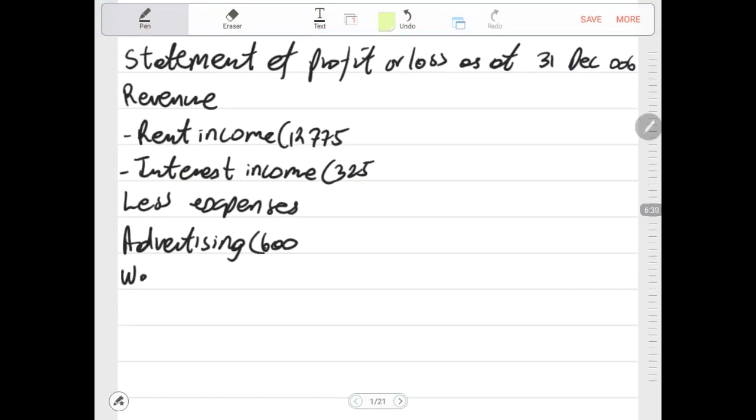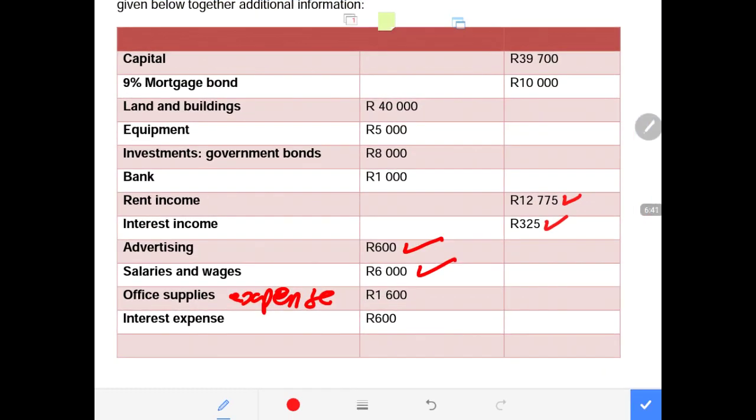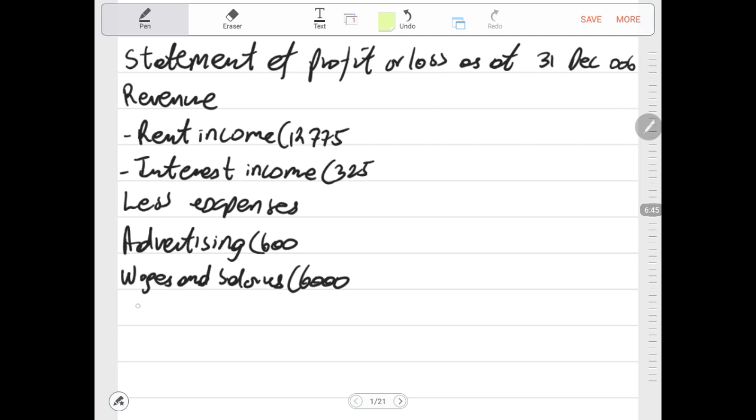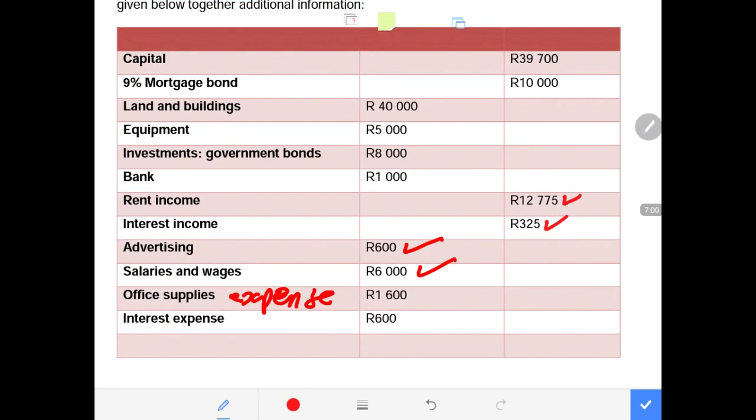We have wages and salaries with the amount of 6,000. Then after we have office supplies used, or expense, office supplies expense, which in fact is under expenses, 1,600. This is what was bought during the year.